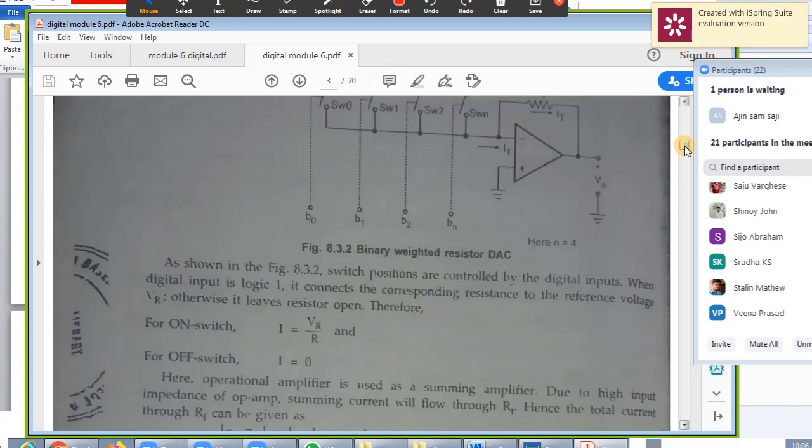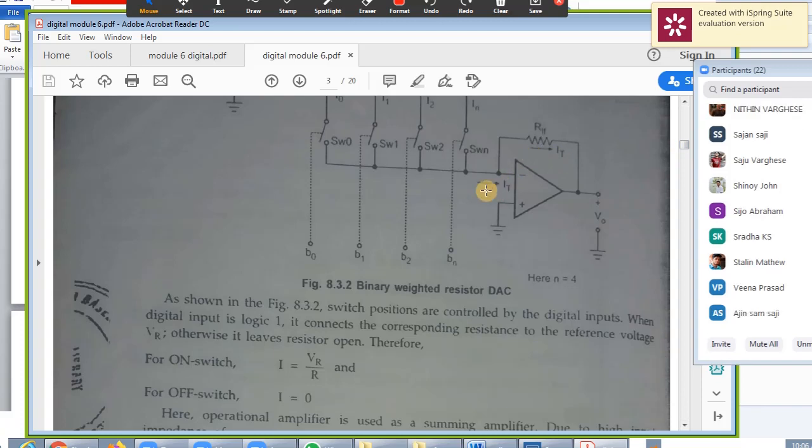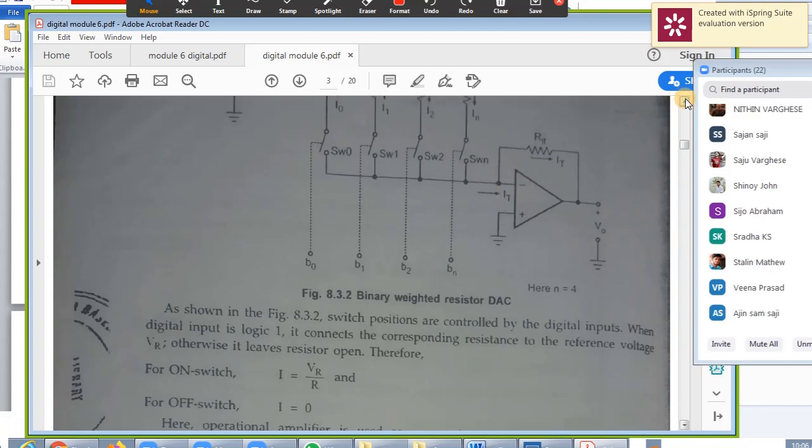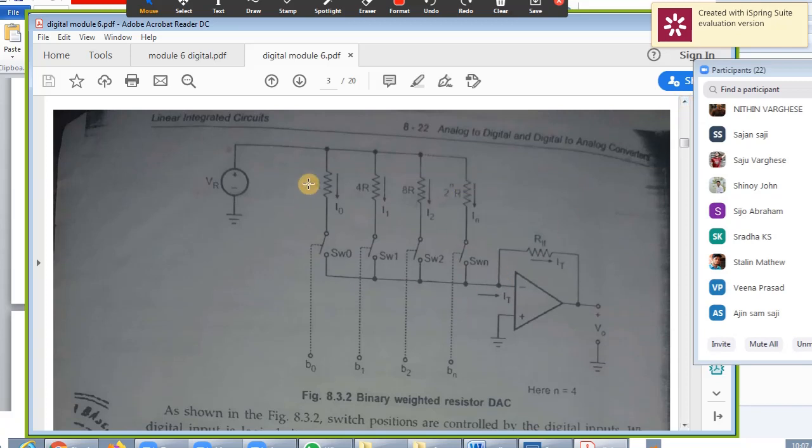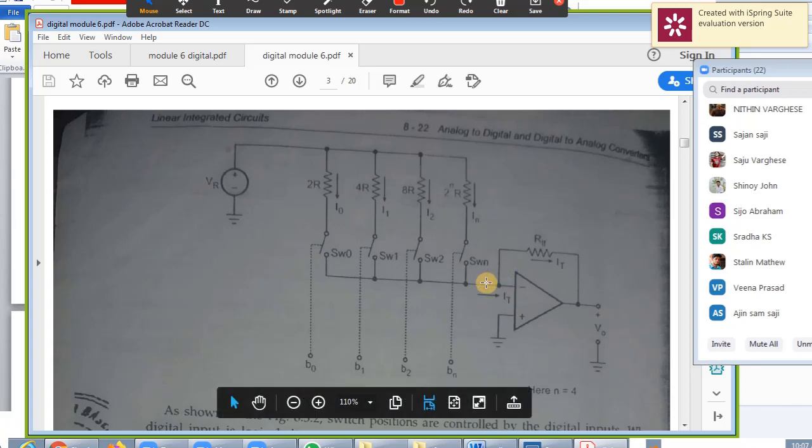Okay, so now what is the total current IT? To find the total current, you have to use Kirchhoff's current law. What is Kirchhoff's current law? The sum of entering current equals the sum of leaving current. So what are the entering currents? I0, I1, I2, up to In. So the sum of entering current is I0 plus I1 plus I2 plus up to In, equal to the leaving current IT.